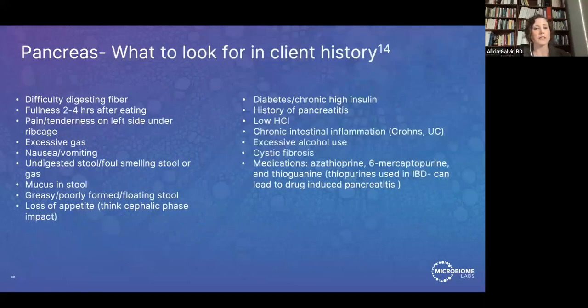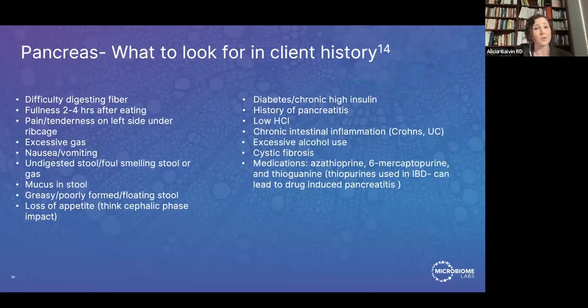So what to look for in a client's history? It would be things like, again, difficulty digesting carbohydrates and fibers, having a lot of greasy, poorly formed floating stool. That can come from either low lipase or it can come from poor bile flow. Poor appetite, or a history of diabetes, which is going to put a lot of pressure on the pancreas to be able to excrete the enzymes.